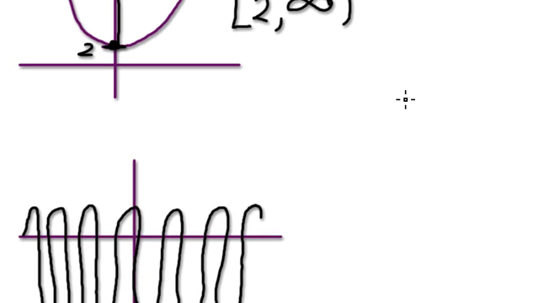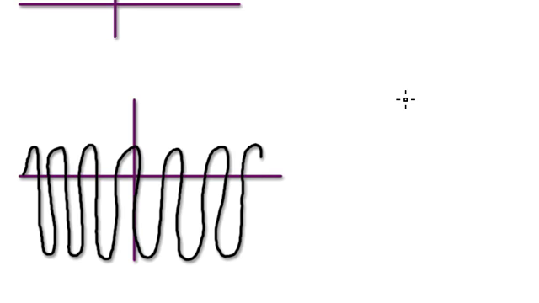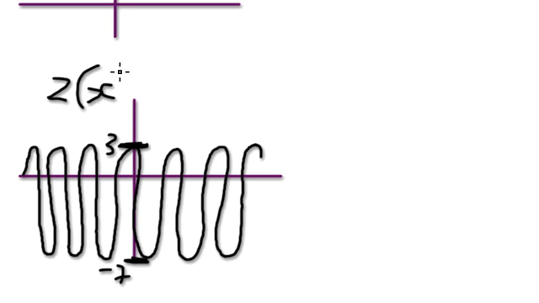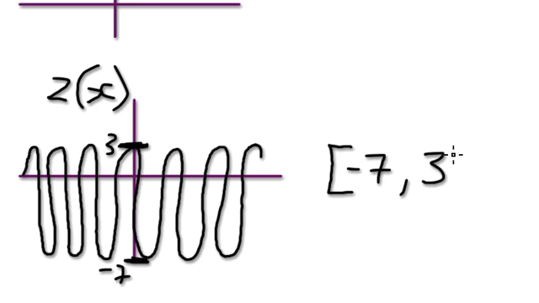Okay, let's say you've got this function here. Let's say this level here is 3, and this is negative 7. So let's say you've got a function here, z of x. Well, the range here would be minus 7, comma, 3.